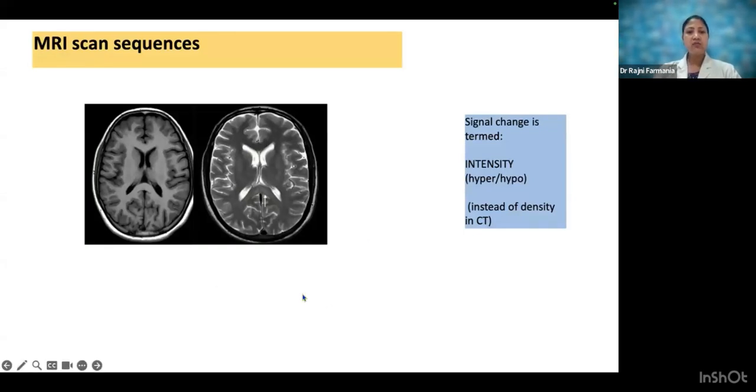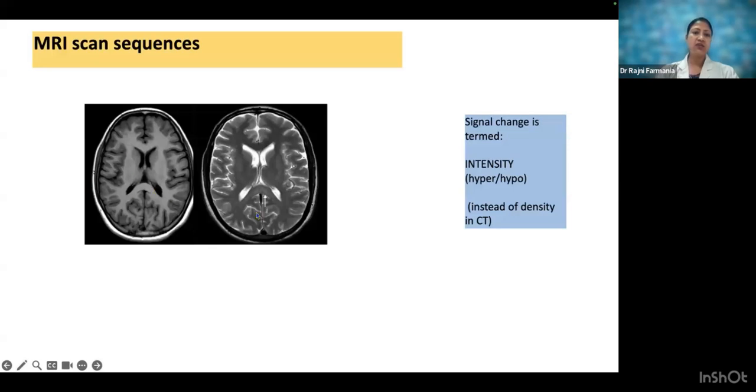Here we need to see multiple sequences in multiple depths and multiple sections because it gives us the 3D view and clear dimensions, and more clear characterization of some of the disorders. So here intensity is the word, not density. In CT scan, it was density.